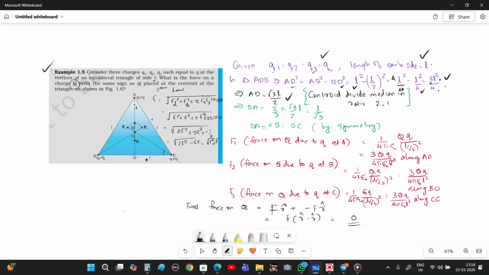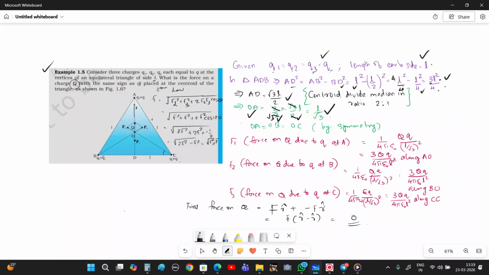So the length of this OA will be 2 by 3 of the total. OA is equal to 2 by 3 of AD. AD, in the previous step, we got as root 3 L by 2. The 2 and 2 can be cancelled. Root 3 and 3 can be cancelled, which will give root 3 at the bottom. So the final answer is OA equals L by root 3. And you know that by symmetry, OA, OB, OC will all be the same. So OA is equal to OB is equal to OC, equal to the same answer, L by root 3.